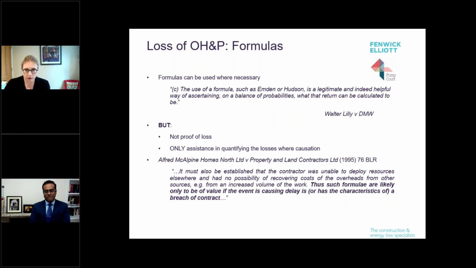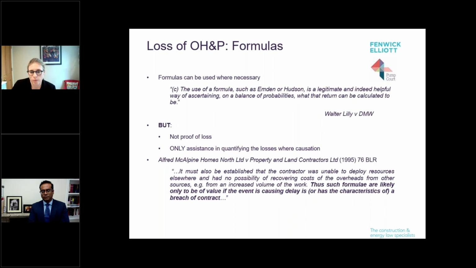So formulas. Formulas can be used where necessary, and that is judge approved. The use of a formula such as Emden or Hudson is a legitimate and indeed helpful way of ascertaining on the balance of probabilities what that return can be calculated to be. So a formula is not proof that you have suffered a loss. It is a calculation. It's assistance in quantifying the losses where you've already proved causation. And I think that's pretty key.